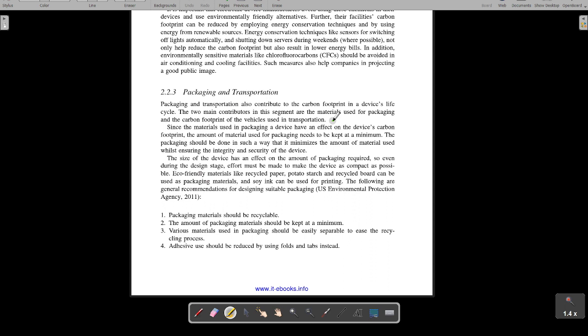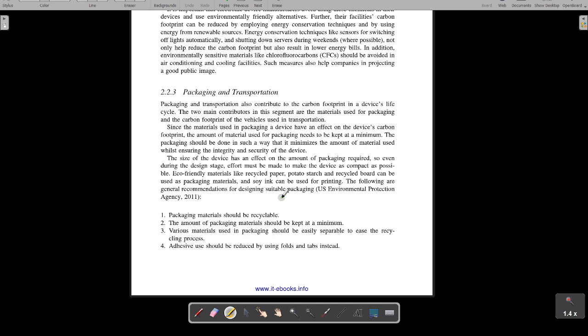Since the material used in packaging a device has an effect on the device's carbon footprints, the number of materials used for packaging needs to be kept at minimum. So at the time of packaging, we should avoid thermocol, and we should use packaging such as foldable hardboard finishing in a package, in order to make it green. Okay, the next is the size of the device has an effect on the amount of packaging required. So even during the design stage, effort must be made to make the device as compact as possible.